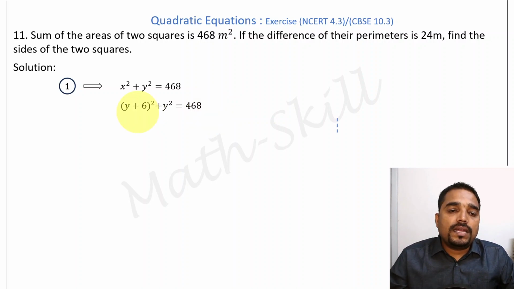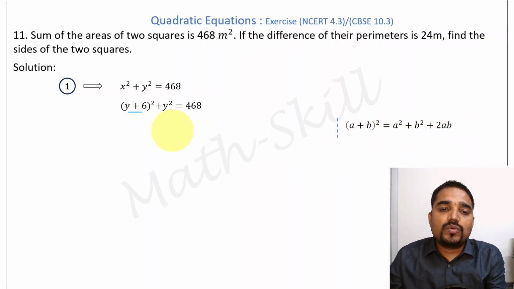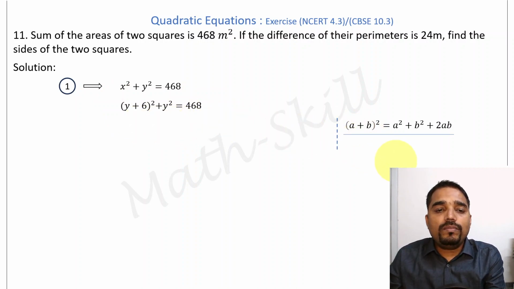But here we see that it is looking like a plus b whole square. So we know a formula, a plus b whole square, which is equal to a square plus b square plus 2ab. So here wherever there is y, there is a in the formula. Wherever there is 6, there is b in the formula. That is, on comparing both, we see that a is equal to y and b is equal to 6. Therefore, let us replace this whole square term with the 3 terms a square plus b square plus 2ab in the simplification. Now let us see how to do that.